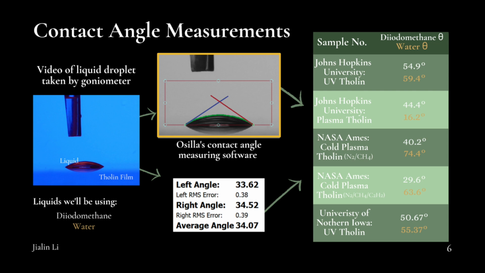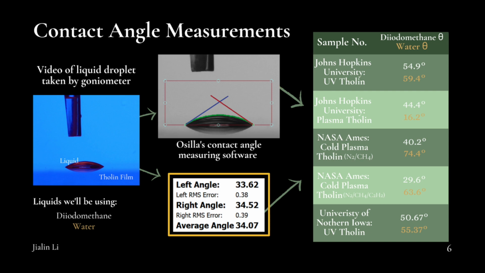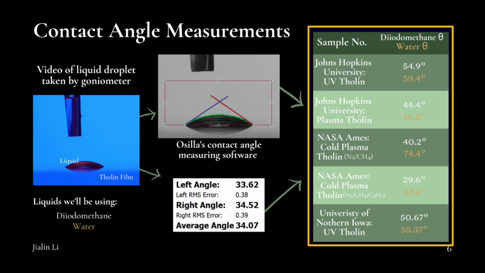Oscilla software uses a box for phase definition and an edge detection algorithm to find the drop edge and measure the angle. It uses a polynomial fit for angles that are 10 degrees and above, and a circle/ellipse fit for angles that are 10 degrees and below. A sample result we get looks something like this. Here are the contact angles between the test liquids and our Tholin samples.